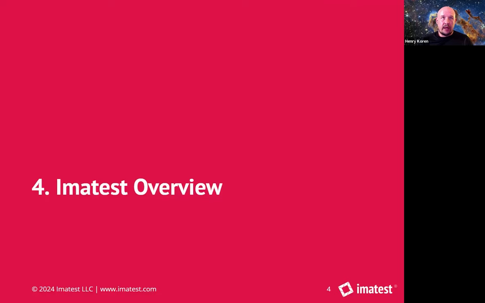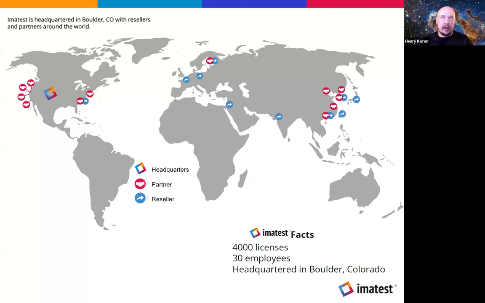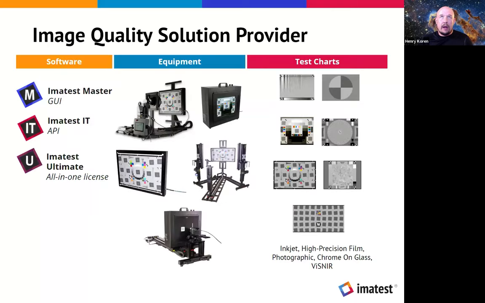So as an overview of the company, we are headquartered in Boulder, Colorado. We have partners and resellers around the world, about 4,000 users of our software, and 30 employees. We have software and equipment and test charts, including a user interface version, Imatest Master, our automation version, Imatest IT, and then Imatest Ultimate, which is a license that includes both the GUI and the API.